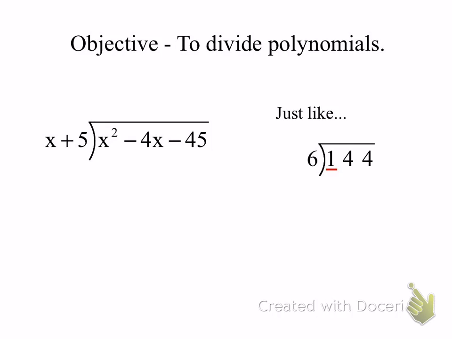6 doesn't go into 1, so I move over a digit. 6 goes into 14 how many times? 2 times. So I multiply 6 times 2 and we get 12. And then we subtract the entire 12. I have a remainder of 2, and I bring down the 4. 6 goes into 24 how many times? We're doing the same thing. I subtract 24, and then, okay, so everybody understands how to do long division? So we're going to do the same thing.